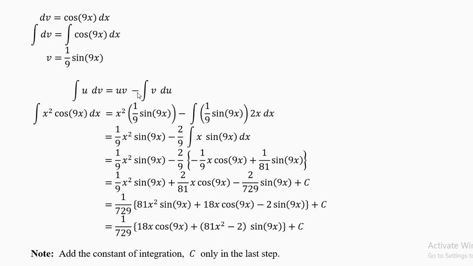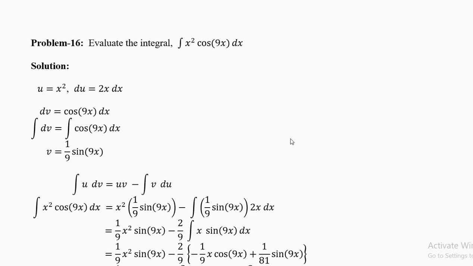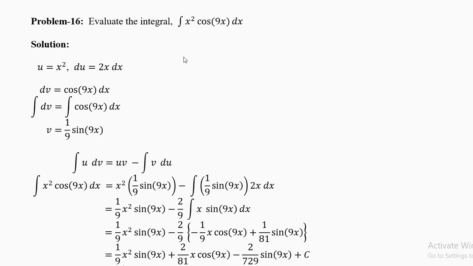Now the next part is minus integral v du. Minus integral bracket 1 over 9 sine 9x, and du is 2x dx. Do not make any mistake. Remember to copy the 2x, you will get 2x dx. This 1 by 9 and 2 will go out. You will get minus 2 by 9 outside the integral. Inside the integral, you will have x sine 9x. You started with power 2. Here you get power 1, but instead of cosine, you have the sine here.